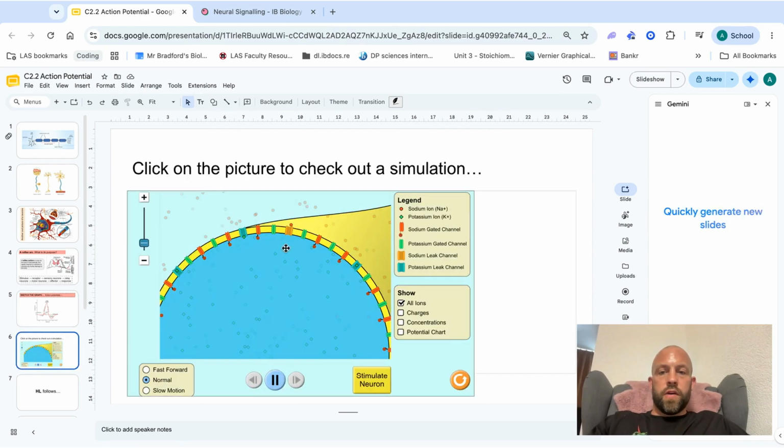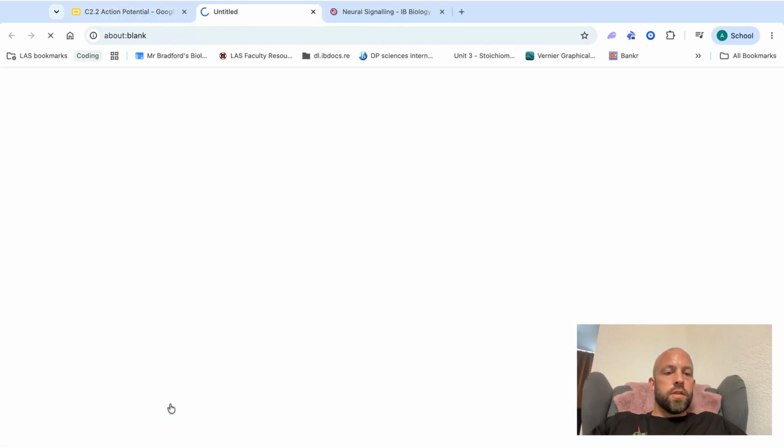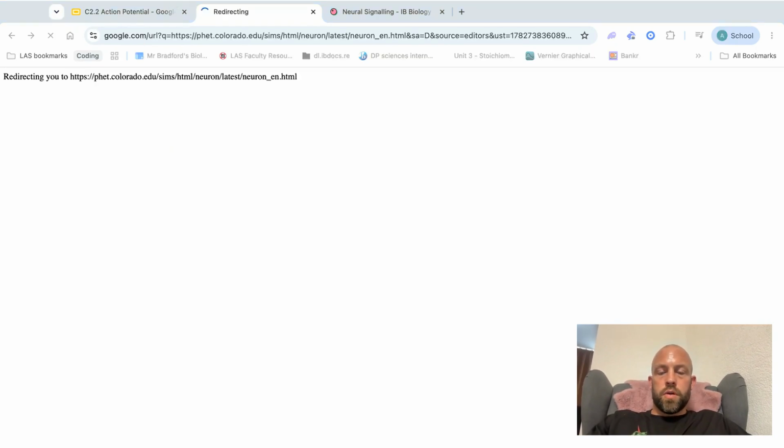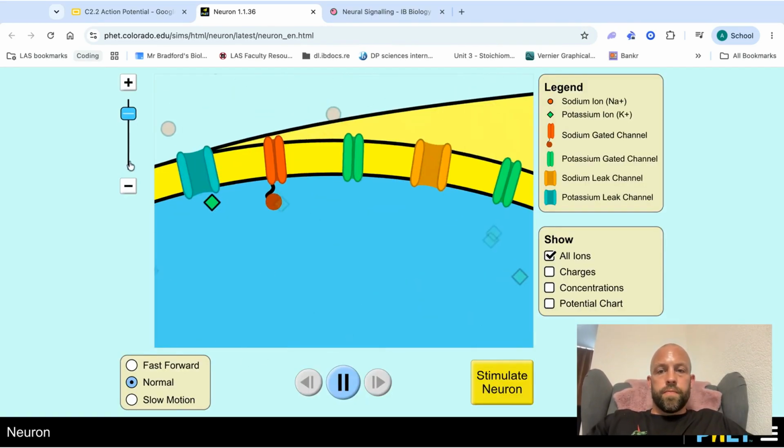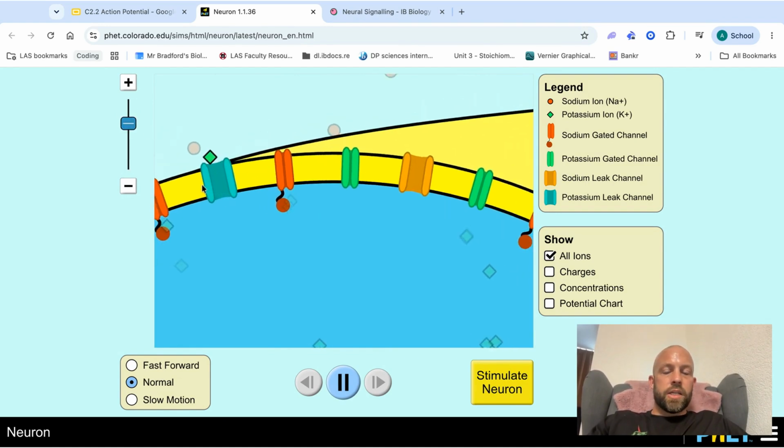And what's quite nice to look at first is this PhET simulation. So this is from PhET, Colorado. Just loading up here. And you can find it yourself. And here is a cross section of an axon. If we zoom in a little bit, you can see we've got some leaking channels.